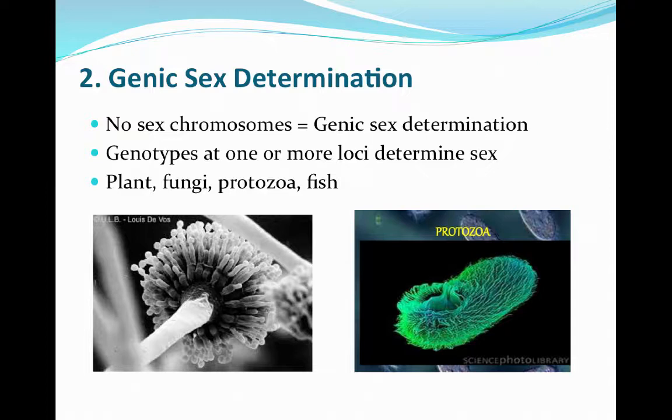So, genic sex determination is where sex chromosomes are actually not even present. Genotypes at one or more loci on autosomes are actually determining the sex of the individual. So, again, genic sex determination is not being determined by sex chromosomes, it is actually being determined by genotypes at one or more loci on autosomes.